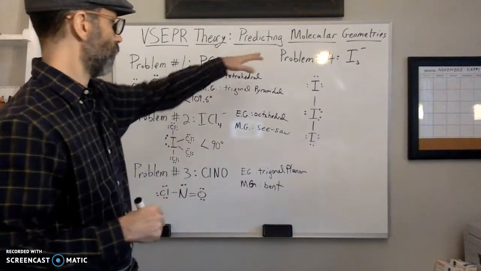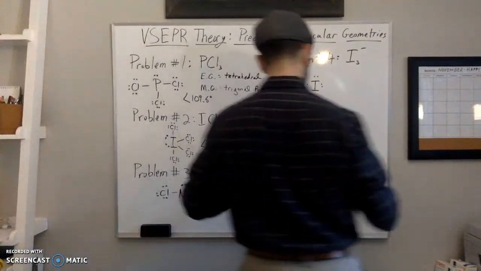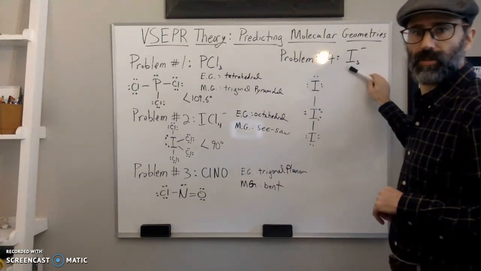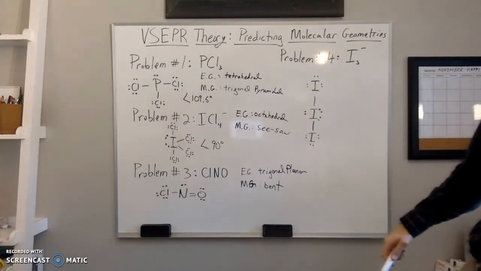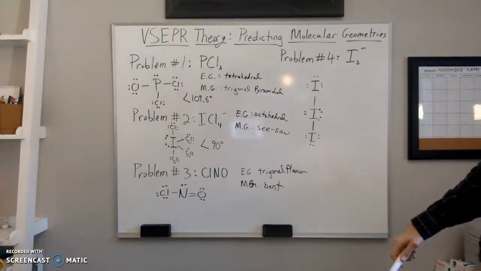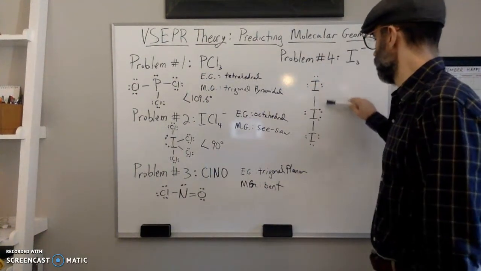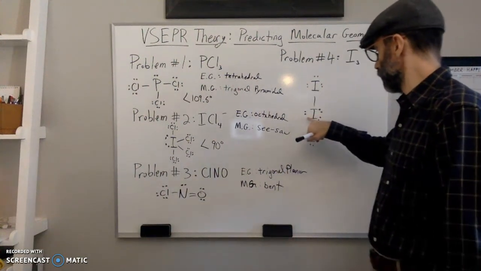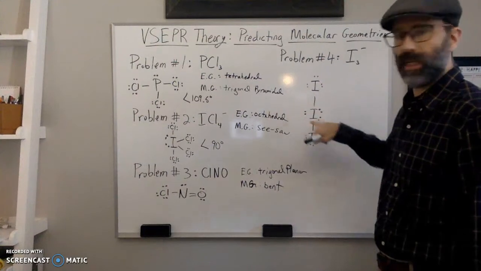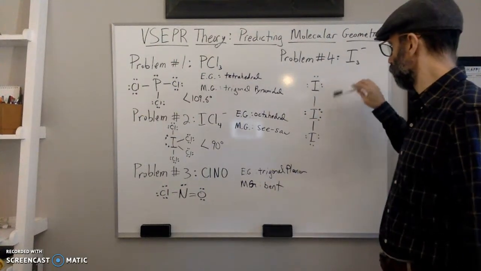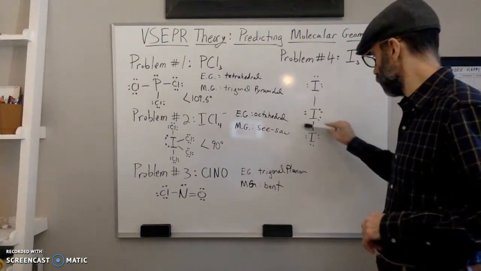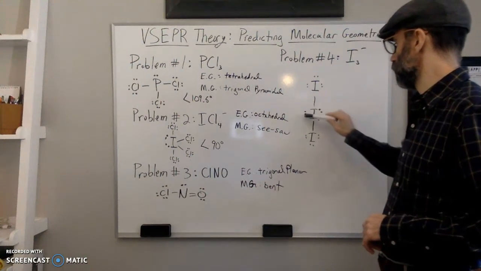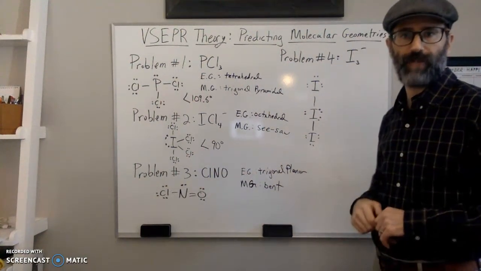Now finally, what about problem number 4? So here, I have three iodine atoms bonded together. I have one as my central atom, and you'll notice the central atom has three lone pairs. Now, if I want the electron geometry, I count all the electron groups around. So I have 1, 2 bonding groups, 1, 2, 3 lone pairs. So that's going to be 5 total.